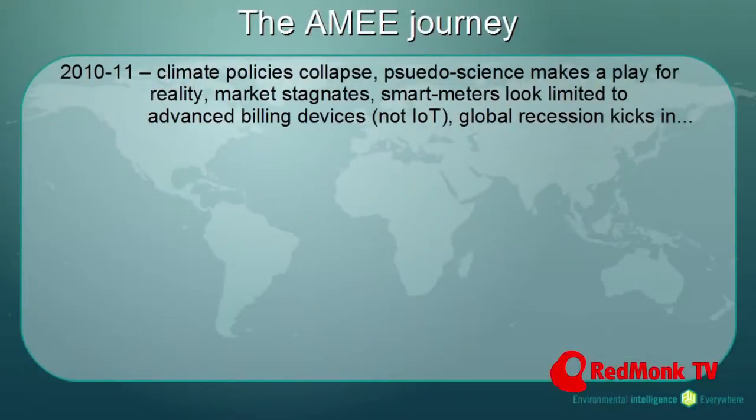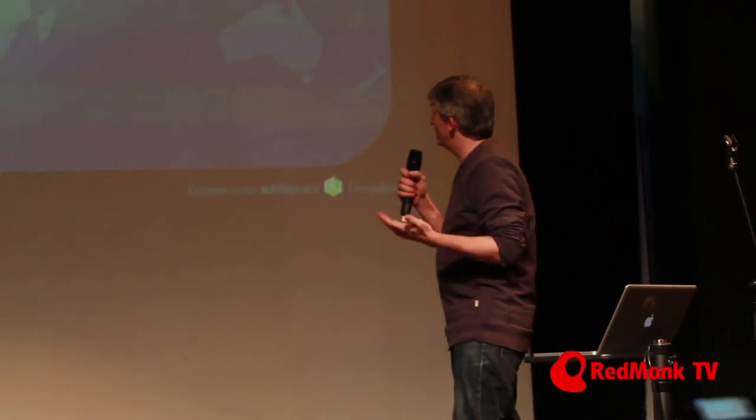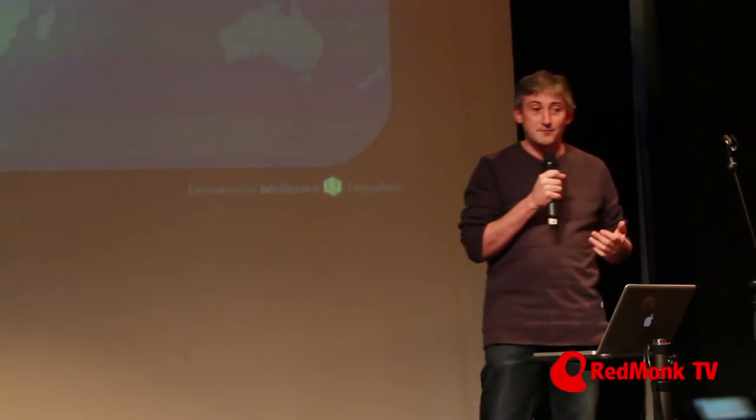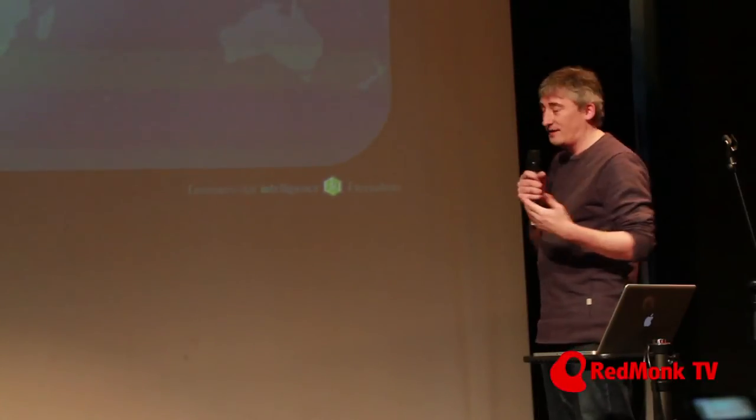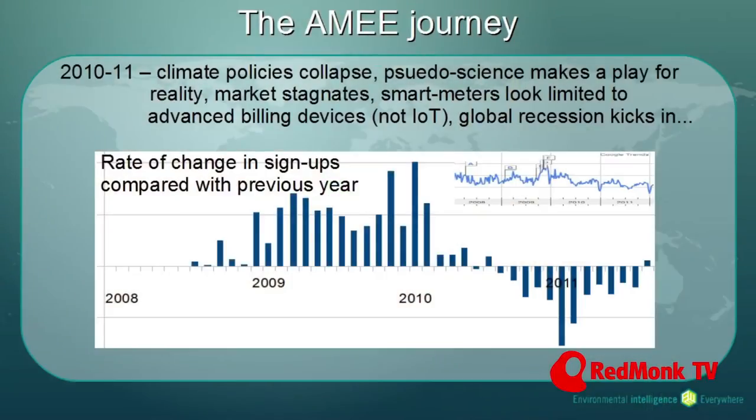So what then happened in 2010, all the climate policies collapsed. Pseudoscience made a real play for reality, with Climategate and all the other bits of nonsense that were happening. People really started to question the policy, and the US started to go backwards. We thought it was going to be slow, but we thought it would actually move forward. It didn't even stall. It started to go in reverse. The market stagnated. Smart meters looked limited to a form of advanced billing rather than anything actually useful, certainly not anything aligned with the Internet of Things, and the global recession kicked in. So that had a few implications. Looking at that rate of change graph again, it went somewhat the other way.